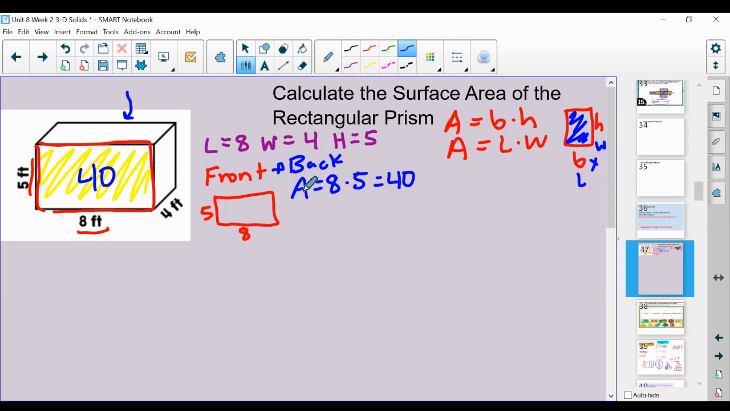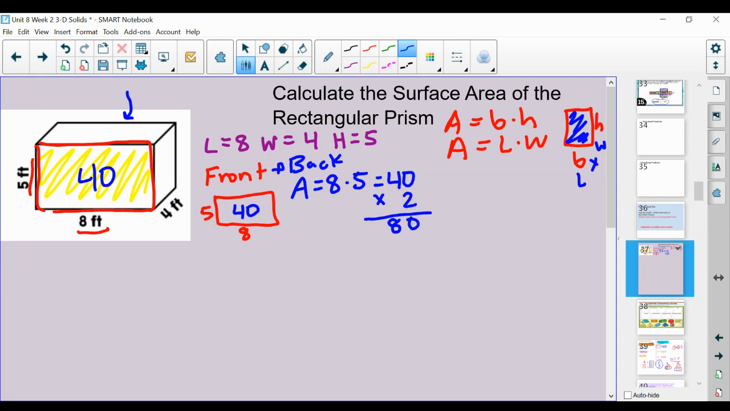So instead, what we can do, this is just the area of the front right here, we can add another 40 to represent the area of the back, or what we have been doing that's a little bit more efficient for fifth graders is multiplying that times 2, because we have our front and our back. They are both 40 square feet. 40 times 2 is 80.